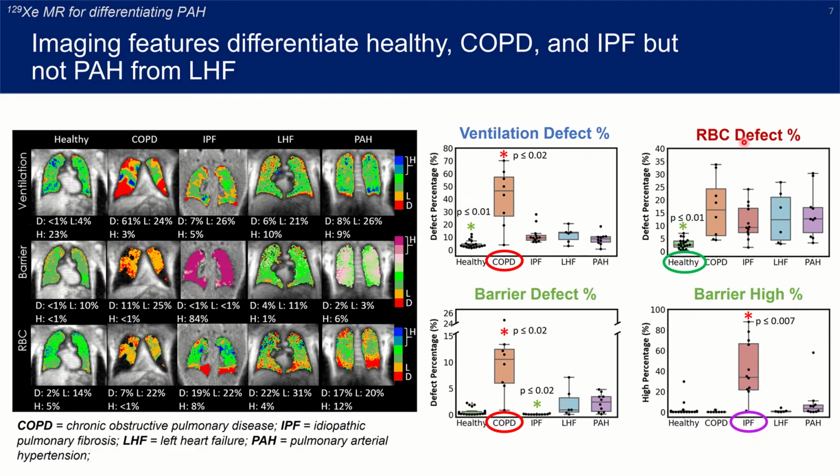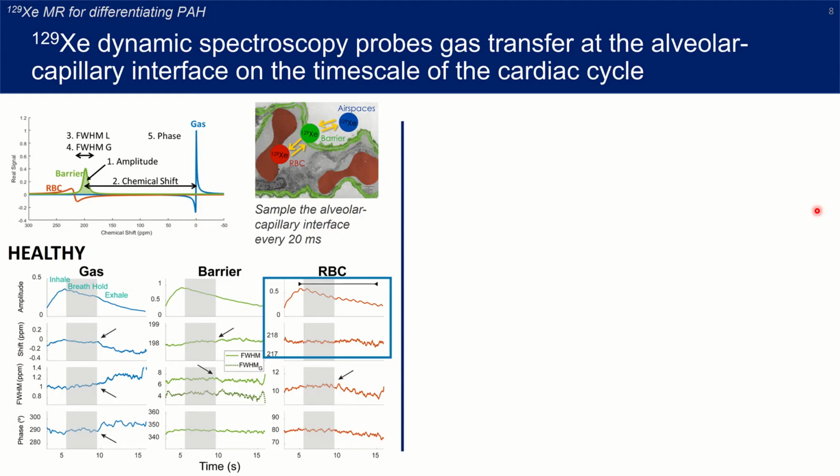And if you look at red blood cell defects, we see these across all the different lung diseases. The only ones where we see normal signal is in the healthy patients. But from the imaging alone, we really don't have any criteria that could help differentiate left heart failure from pulmonary arterial hypertension. And to address this issue, Bastian's group has been really at the cutting edge here in using hyperpolarized xenon dynamic spectroscopy, which is probing gas transfer at the alveolar capillary interface on the timescale of the cardiac cycle.